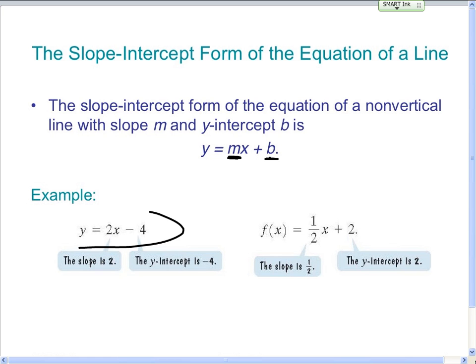So for example, if I have y equals 2x minus 4, the 2 will give me the slope. It's not 2x, it's 2. 2 is the slope. There should be no x's in the slope. When you tell me the slope, it should be a number. And the y-intercept, it's not negative 4. It's actually 0, negative 4.